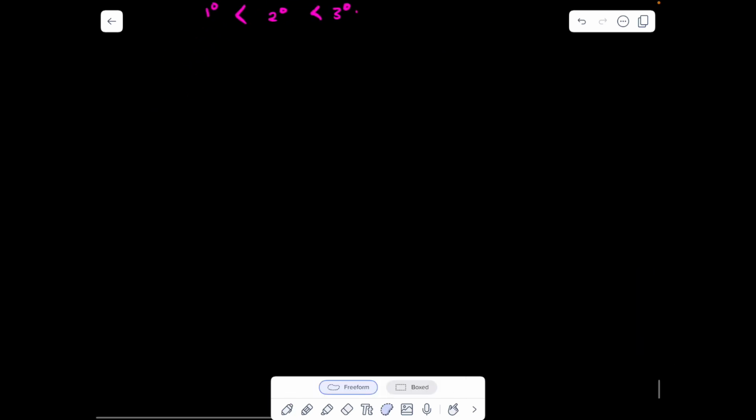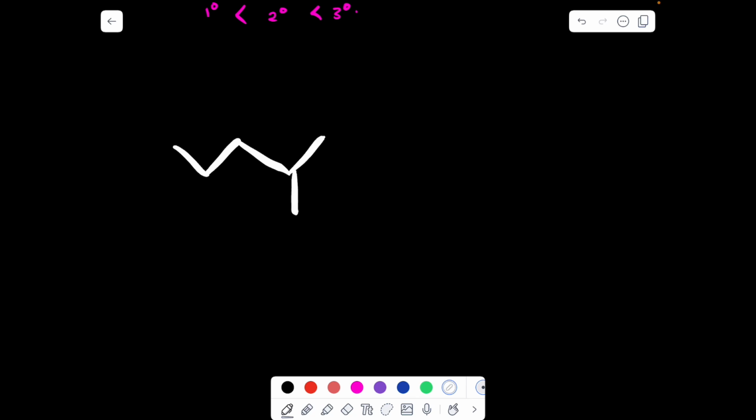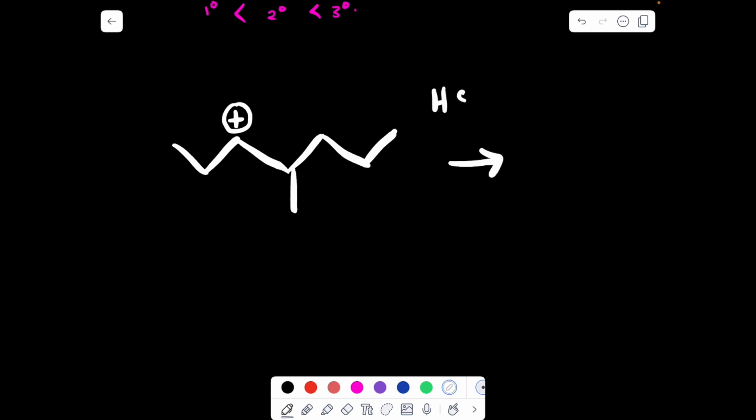Let's do another example. So let's say we have the following structure. Would a hydride shift or a methyl shift occur? Which one? So what do we have? You have a 2' carbocation. So now I'm going to look to the left and to the right. Here, I also have a 2' carbon. So that's not going to help. But here, I have a 3' carbon.